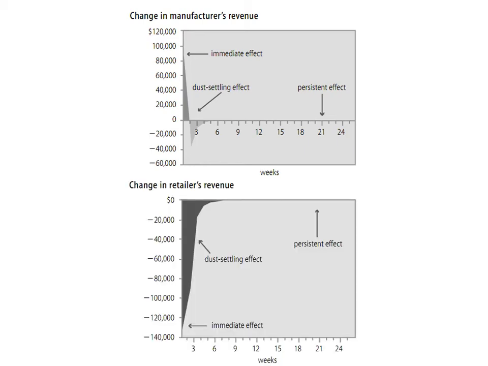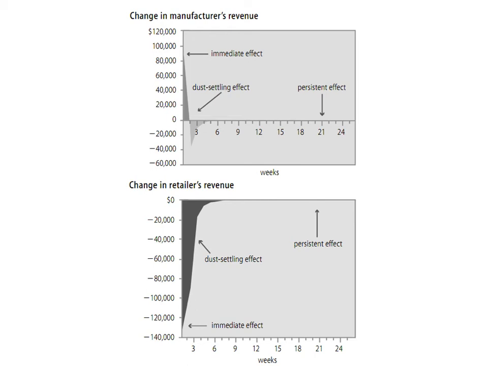So look at the two graphs on this slide. The top one is for the manufacturer and the bottom one is for the retailer. The vertical axis is for revenues of the retailer and revenues of the manufacturer over a 24-week period. Say, for example, the manufacturer produces cereal and sells it to supermarkets. The manufacturer runs a sales promotion and sells the product at a lower price to the retailer, who then passes on some of that savings to consumers through a lower retail price.